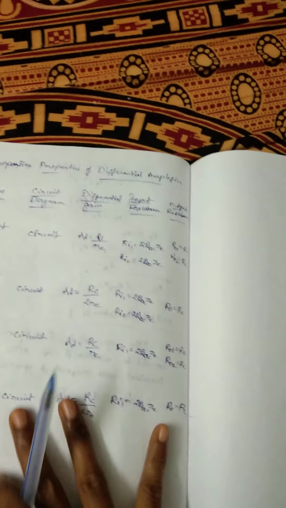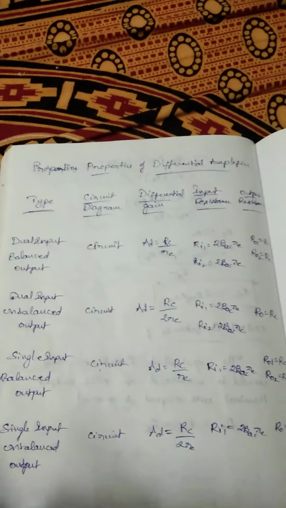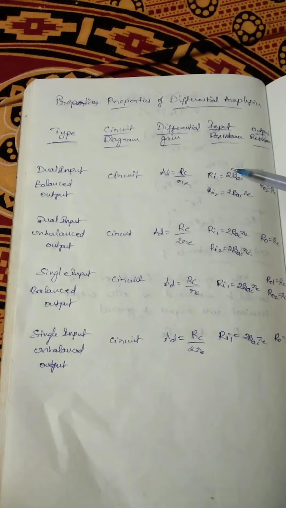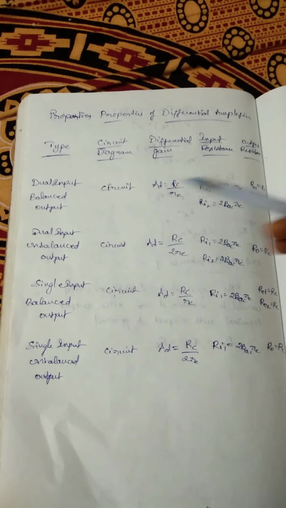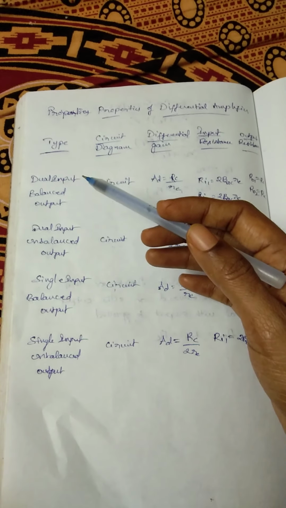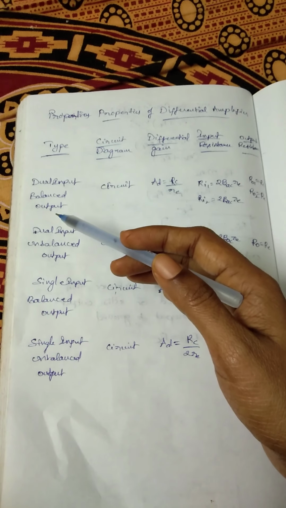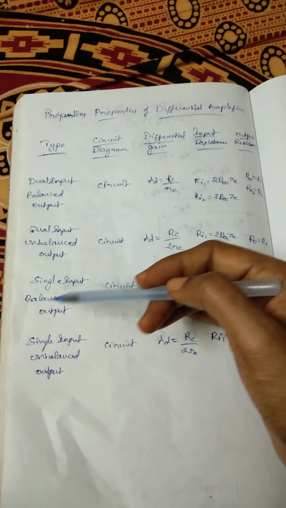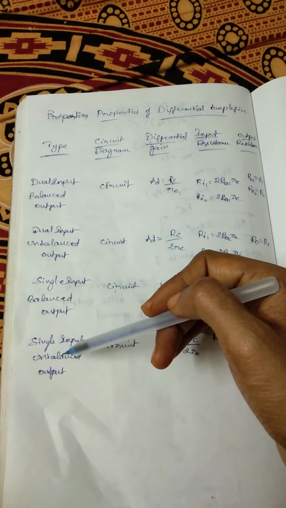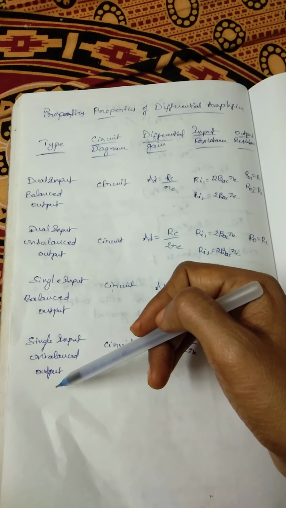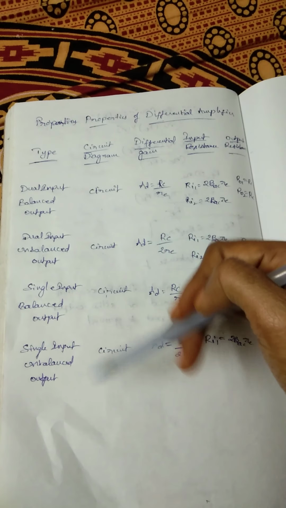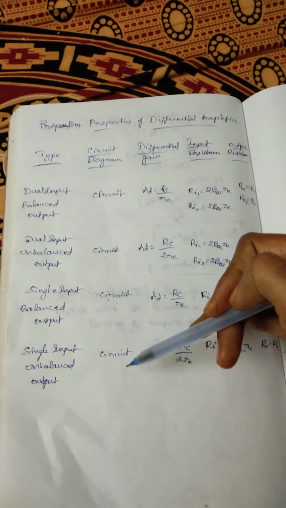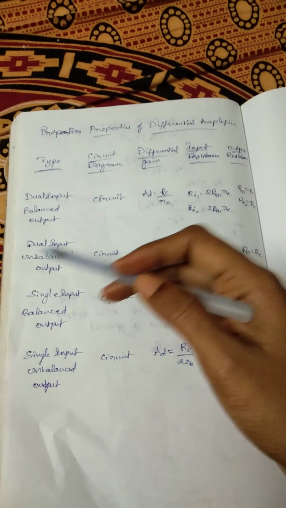Next, properties of a differential amplifier. Here we are comparing the properties of four types of differential amplifier configurations. So that is, we have mainly four types of configurations, that is dual input balanced output configuration, dual input unbalanced output configuration, single input balanced output configuration, and single input unbalanced output configuration. So in this column we can draw the related circuit diagram for the corresponding differential amplifier.